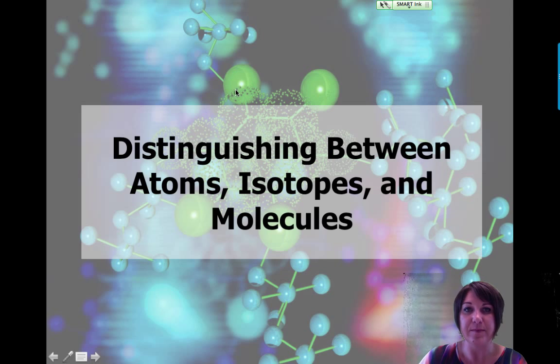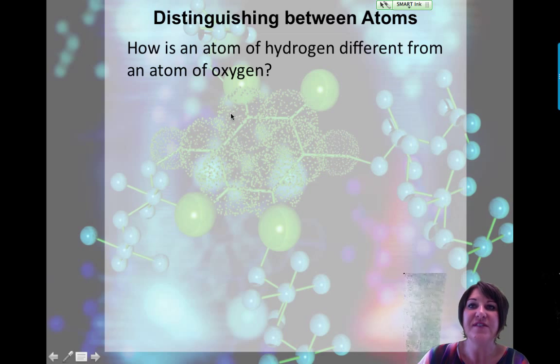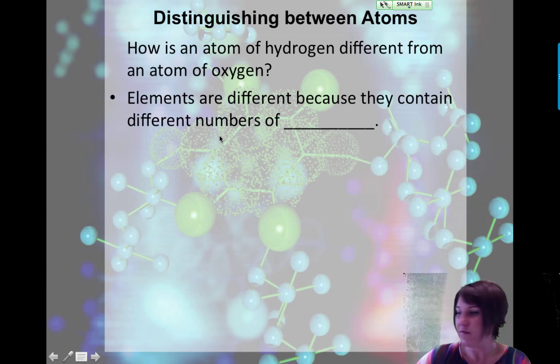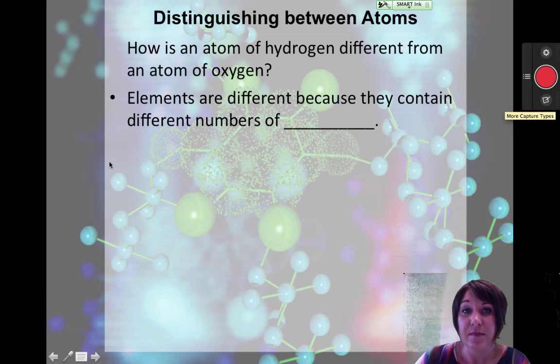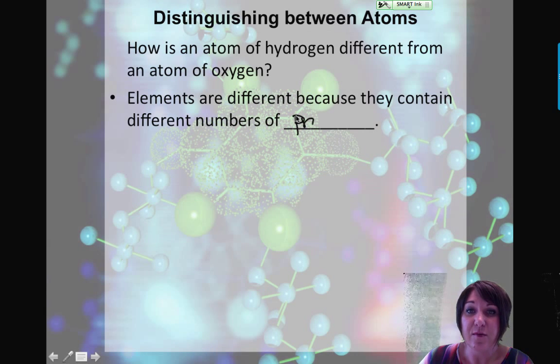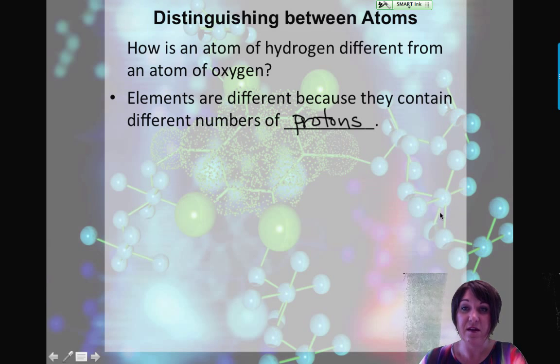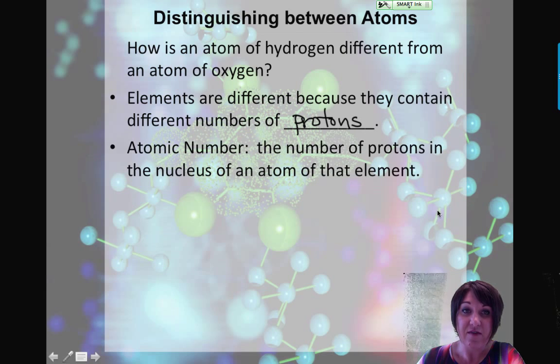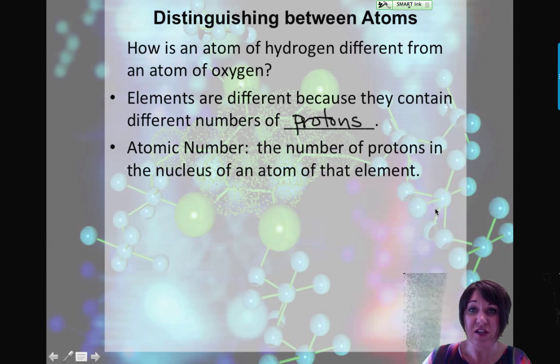So let's get started. When we're distinguishing between atoms, how do we know that we're looking at two different types of atoms? How is an atom of, say, hydrogen different from an atom of oxygen? You see, elements are different from one another because they contain different numbers of protons. In the nucleus of the atom, the proton, the positive charge, is kind of the thing that gives us the identity of that atom. Everything else can change, but when protons change, you get something new entirely.